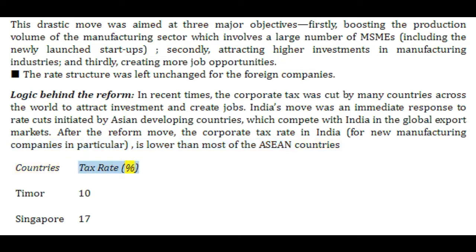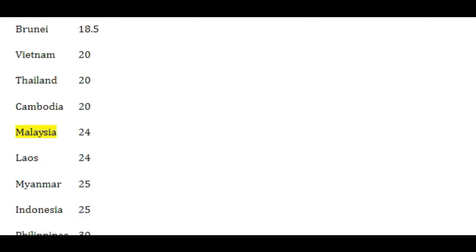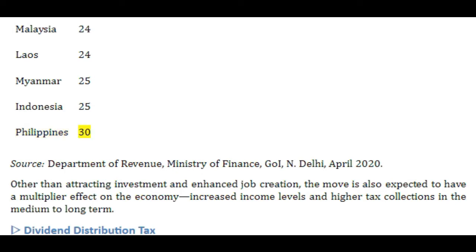Tax rate, percent. Singapore, 17. Brunei, 18.5. Vietnam, 20. Thailand, 20. Cambodia, 20. Malaysia, 24. Laos, 24. Myanmar, 25. Indonesia, 25. Philippines, 30. Source: Department of Revenue, Ministry of Finance, GOI, New Delhi, April 2020.